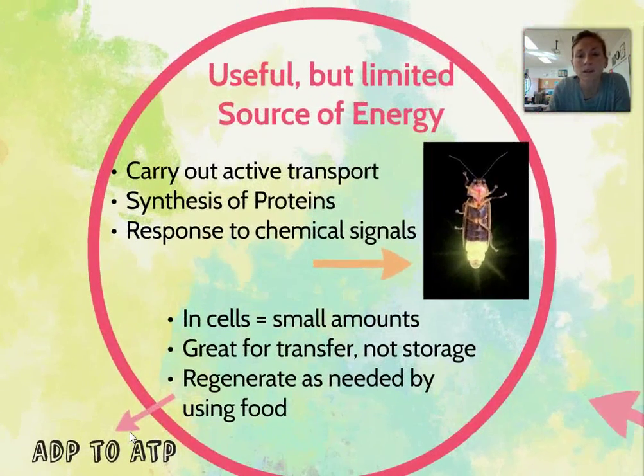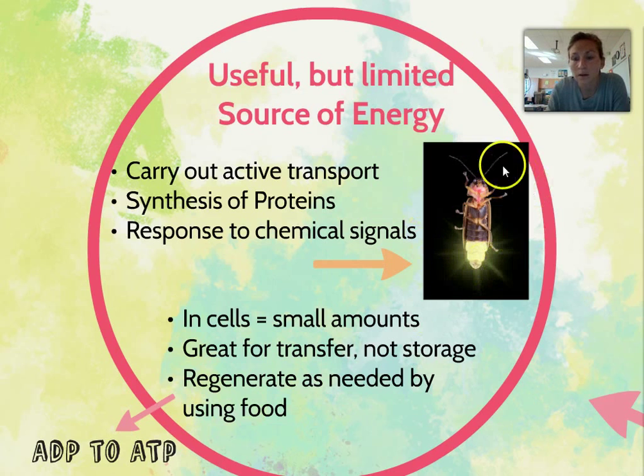So what are some cases that we would need this source of energy? Carrying out active transport, synthesizing proteins, responding to chemical signals. This picture here of this lightning bug, that blink of light that a lightning bug produces is actually done by ATP energizing a particular enzyme required to do so.